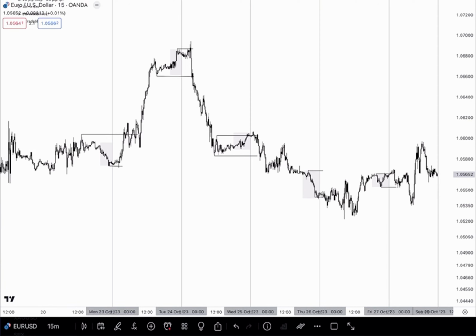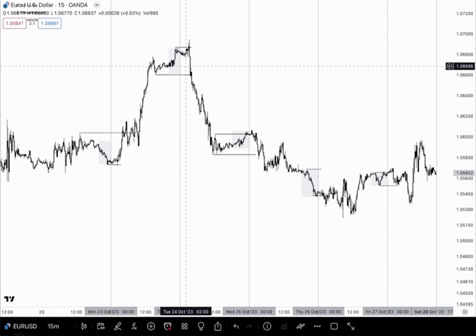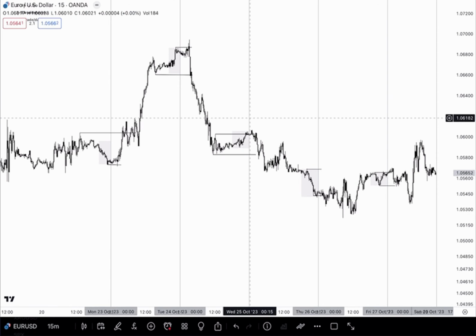Right, so that's basically the model, which is Asian range, low to high, you're out. And you wait till the next day. Asian range, high to low, you're out.